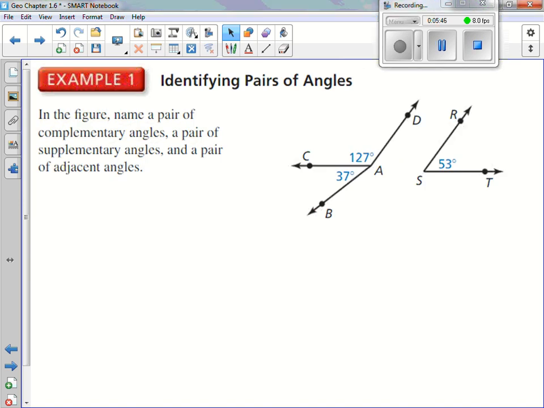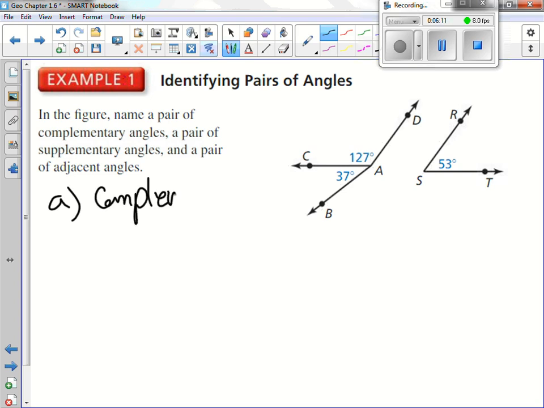In the figure, name a pair of complementary angles, a pair of supplementary angles, and a pair of adjacent angles. So we're going to name three things. So our first one, complementary angles. I'm going to call it letter A. Complementary angles.